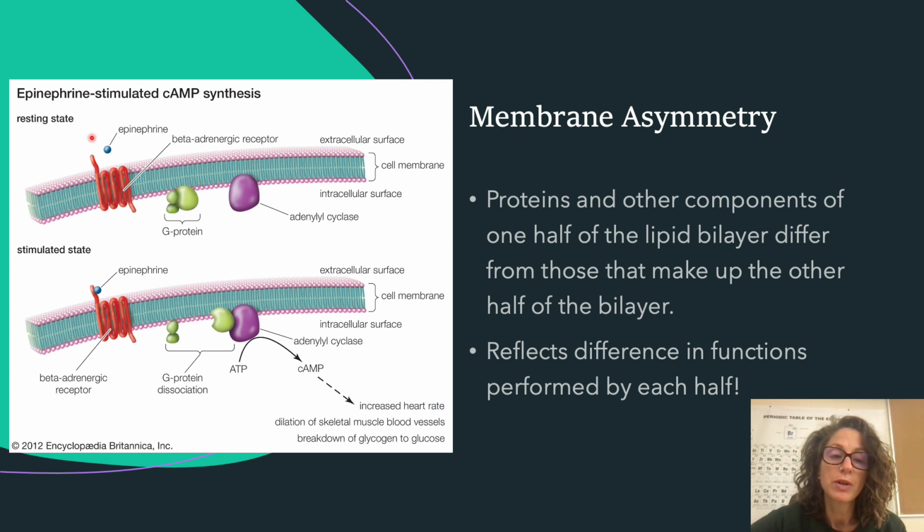This reflects the difference in functions performed by each half. So on this half, for example, it might be signaling or communicating with another cell or transporting something in. This side, for example, might have something to do with, and we're going to see an example later in the course where something like this happens, some sort of enzymatic reaction happening, or, as mentioned earlier, holding the cytoskeleton together.